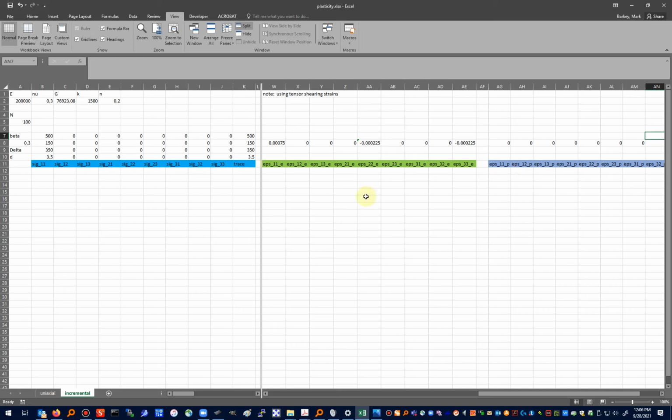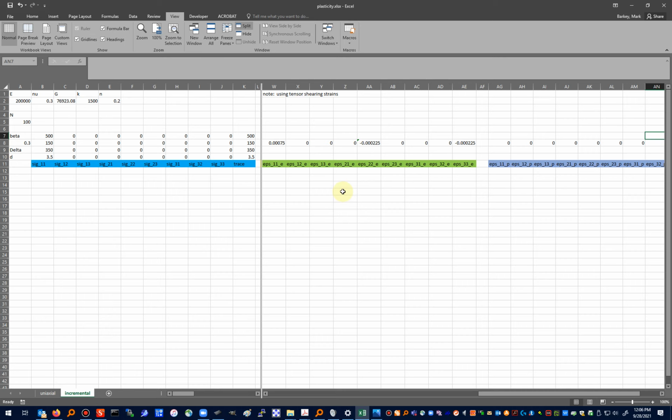So let me see here. The increment of elastic strain, if we have a constant increment of stress, will be the same. The increment of plastic strain is what we're going to calculate, and that's going to be different.